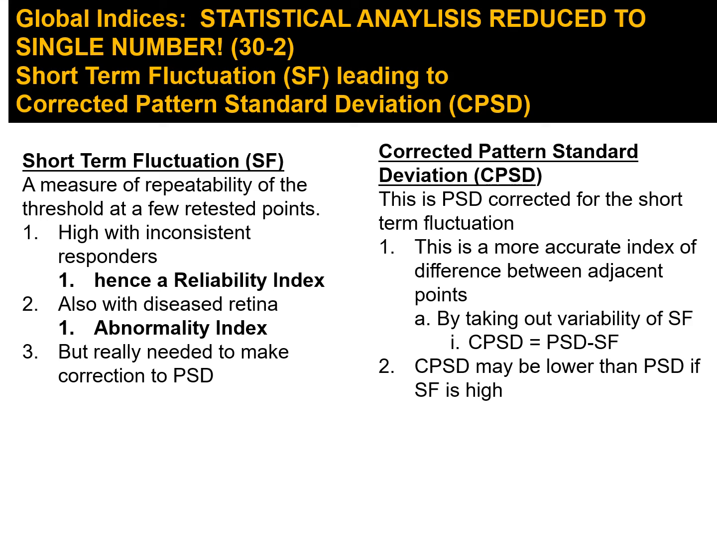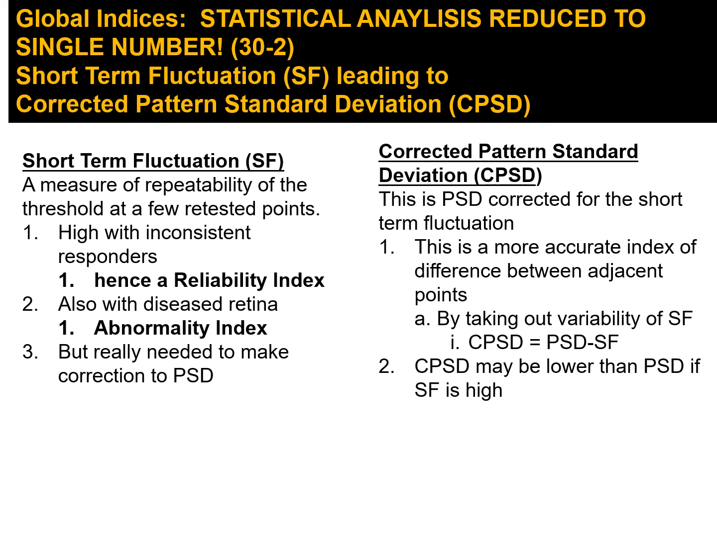So if you do the 32, it takes longer, but it actually gives you more information. It gives you a short-term fluctuation, SF, which leads to what we call the corrected pattern standard deviation, CPSD. So short-term fluctuation first is the measure of repeatability of the threshold at a few retest points. That's why it takes longer. So it's back to these points and it retests them.